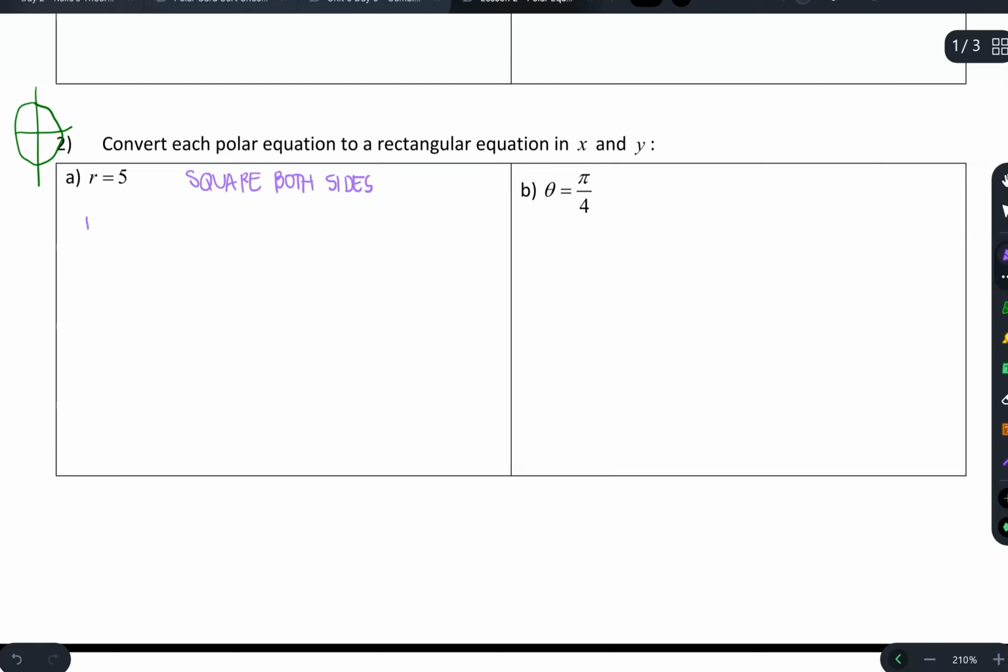All right, so if I square both sides, that'll be an r squared. It's going to be equal to 5 squared. r squared is the same thing as x squared plus y squared. And then 5 squared is 25. So that is the same thing for your rectangular equation.